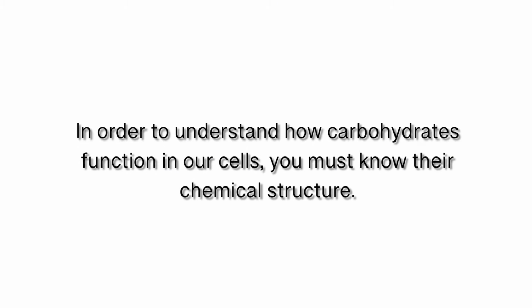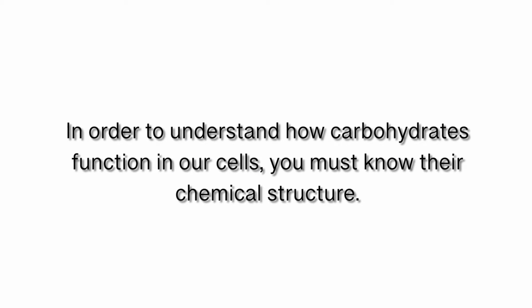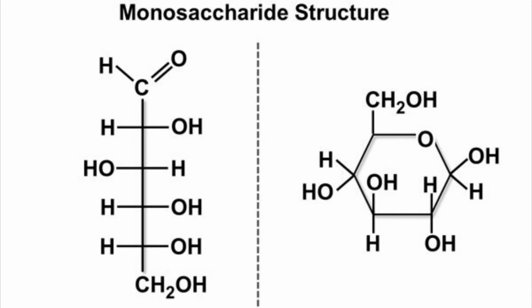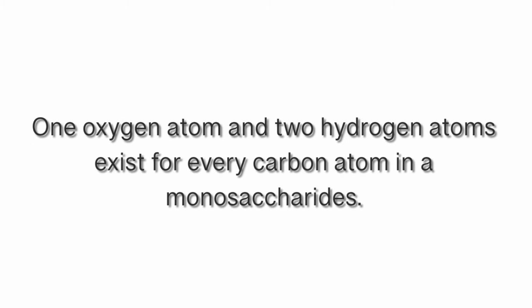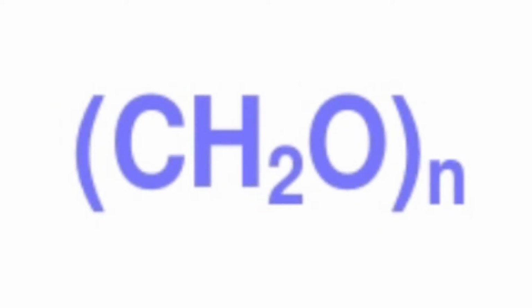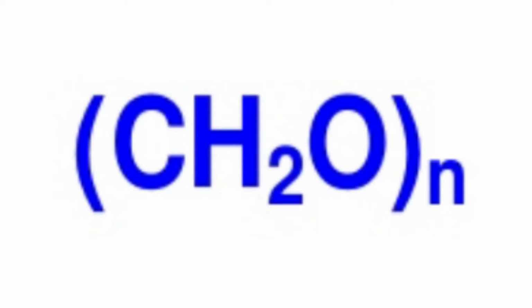In order to understand how carbohydrates function in our cells, you must know their chemical structure. Monosaccharides are made up of a carbon chain of 3 or more carbon atoms containing a hydroxyl group, which is attached to every carbon but one. The one carbon is double bonded to an oxygen atom, and this group can be positioned anywhere along the carbon chain. So, one oxygen atom and 2 hydrogen atoms exist for every carbon in a monosaccharide. The general formula for a monosaccharide is CH2On, where n can be any number greater than 2.